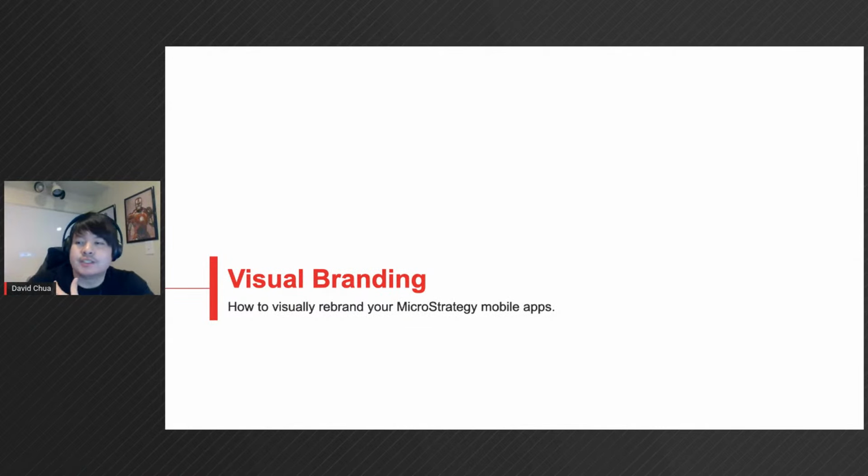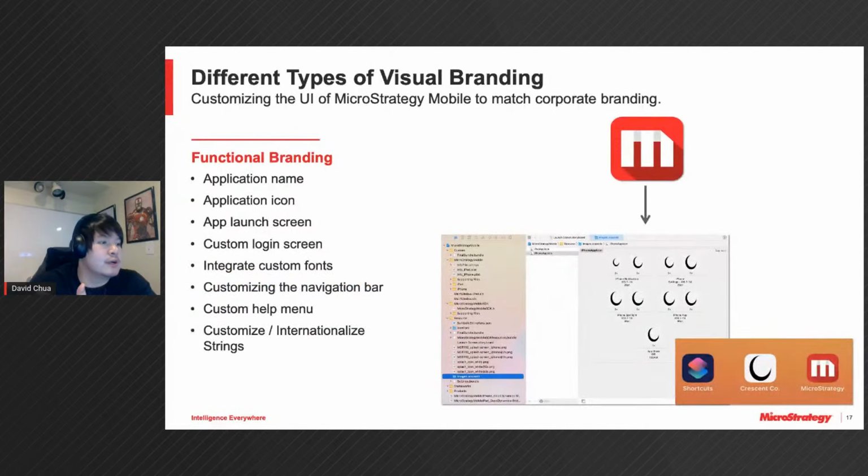Now that we have our project up and running, I'll be walking you through how to do some of the mobile application rebranding. There are a couple different types of mobile visual rebranding that you can do in aspects of the user interface. We'll be showing a couple of demos, but there are some demos that will be available after the webinar, including creating your own customized launch screen and custom login screen. So today we'll be just walking through two demos, which is for application name and the application icon.